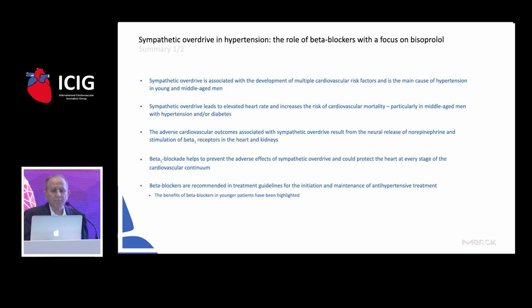Sympathetic overdrive in hypertension, the role of beta blockers with focus on bisoprolol. Sympathetic overdrive is associated with the development of multiple cardiovascular risk factors and is the main cause of hypertension in young and middle-aged men. Sympathetic overdrive leads to elevated heart rate and increases the risk of cardiovascular mortality, particularly in middle-aged men with hypertension and or diabetes.